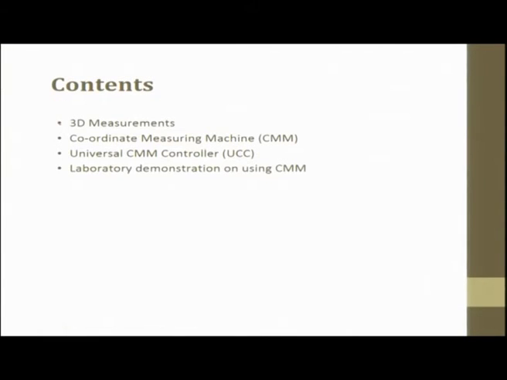Before the start of the lecture, I will just tell you what 3D measurements are, we will just recall those. Then what a coordinate measuring machine is, and the specification of the particular machine that we have in our lab, that I will give you. Then we have the UCC, the universal CMM controller, which is a kind of inbuilt component.